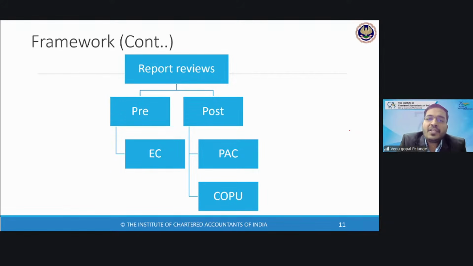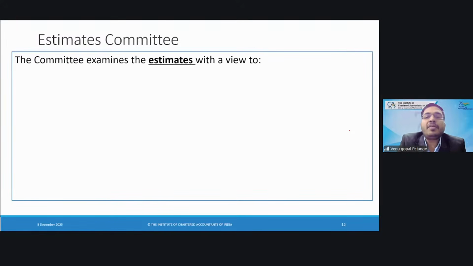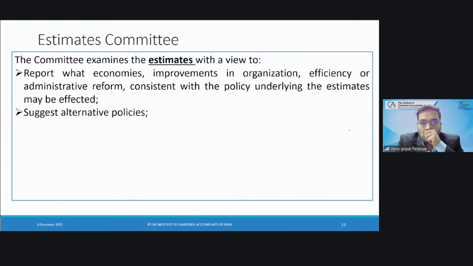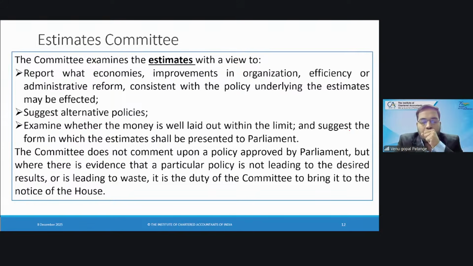Clear? So we will first discuss the Estimates Committee, then we will go to PAC and COPU. Okay. So what does the Estimates Committee do? It sees what improvements can be made in efficiency, it suggests alternate policies, and any alternate availability there is. It checks whether the money mentioned in the estimate is well within the limits or is overestimated, right? All this is public money, okay?